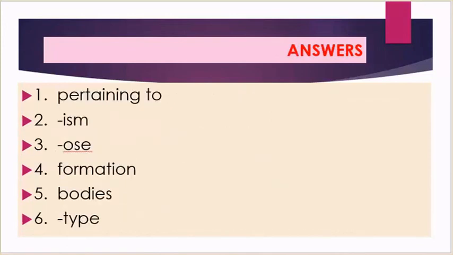Number 1 means is pertaining to. Number 2 is ism. Number 3 is ous. Number 4 is formation. Number 5 is bodies. Number 6 is type.